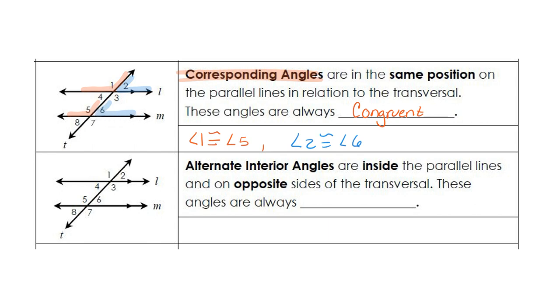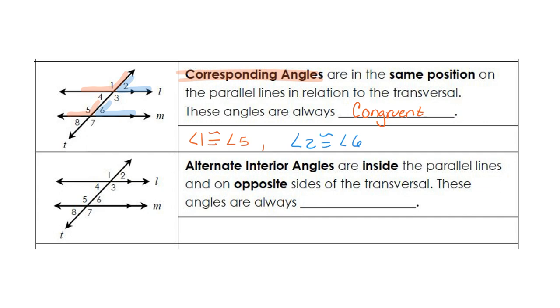Same also, but I'm not going to highlight it. Angle 4 is going to be corresponding to angle 8. Angle 7 is going to be corresponding to angle 3. They have the same measurements because they are on parallel lines and they're cut by a transversal.